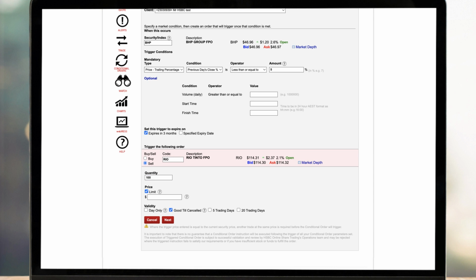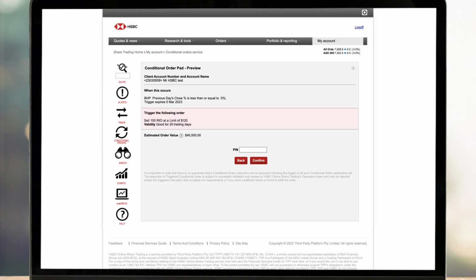So, what this means for this example is that as the price of BHP falls below 5% of the previous day's closing price, your order will trigger and be entered into the market to sell 100 shares in Rio Tinto at a limit price, or no less than $114, and the order will be valid for 20 days, if the trigger conditions are met and the order is triggered. As BHP's share price keeps moving up, your trigger price adjusts accordingly. This means that you'll be able to minimize your losses should the price continue to fall.